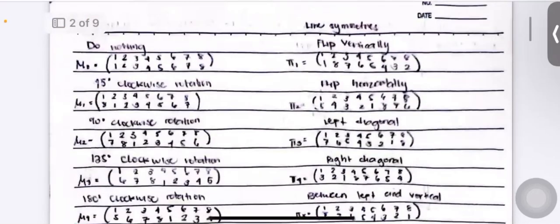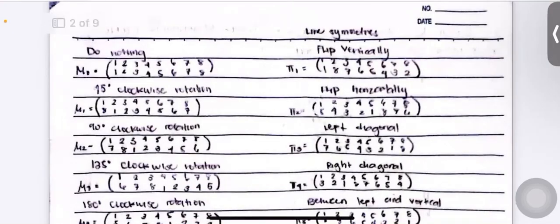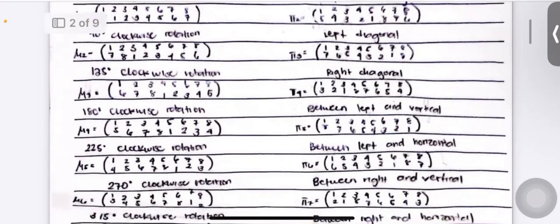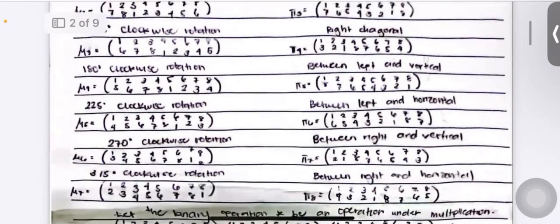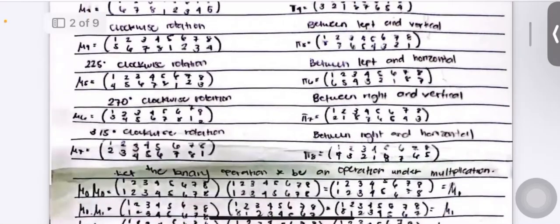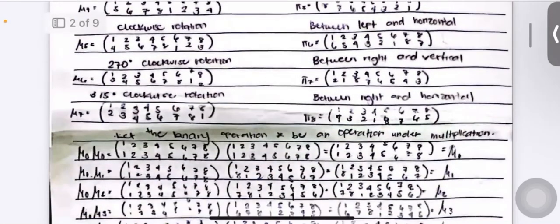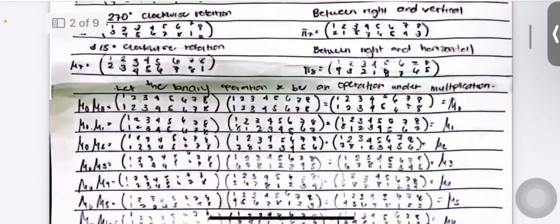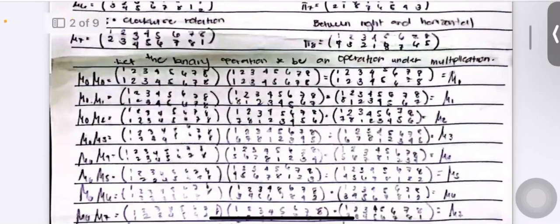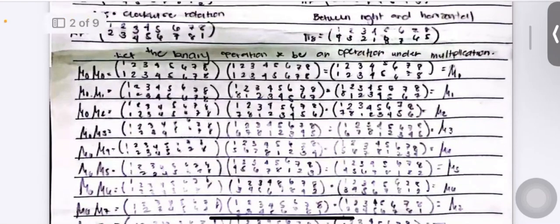So for our pi, flip vertically, flip horizontally, left diagonal, right diagonal, between left and vertical, between left and horizontal, between right and vertical, and between right and horizontal. Let the binary operation star be an operation under multiplication. As you can see here, we will multiply the permutations, and on the right side is the answer.